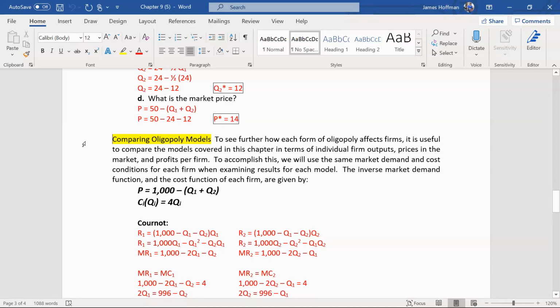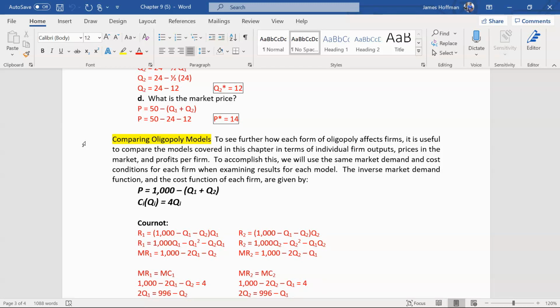All right, so what we're going to do here is compare the two types. To see how each of the forms of oligopoly affects firms, it's useful to compare the models covered in the chapter in terms of individual firm outputs, prices in the market, and profits. So we're going to use the same market demand and cost conditions for each. And so here's the inverse demand function and the cost function.